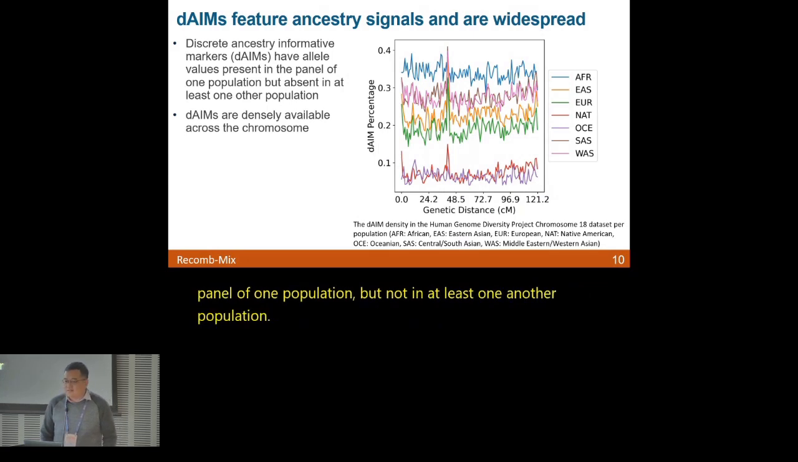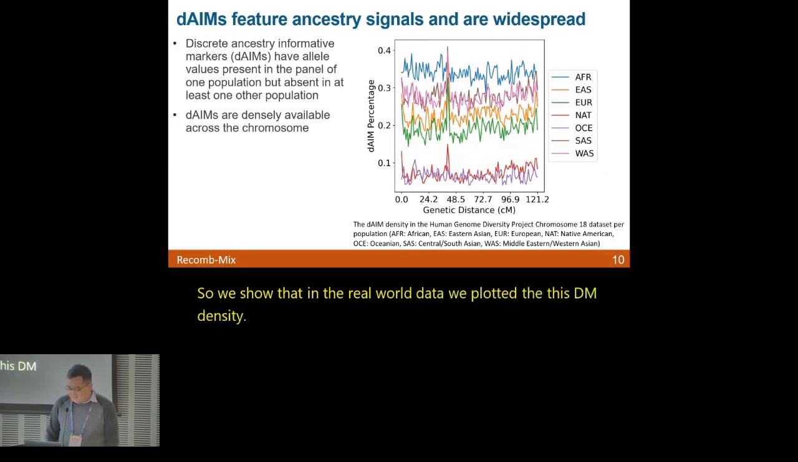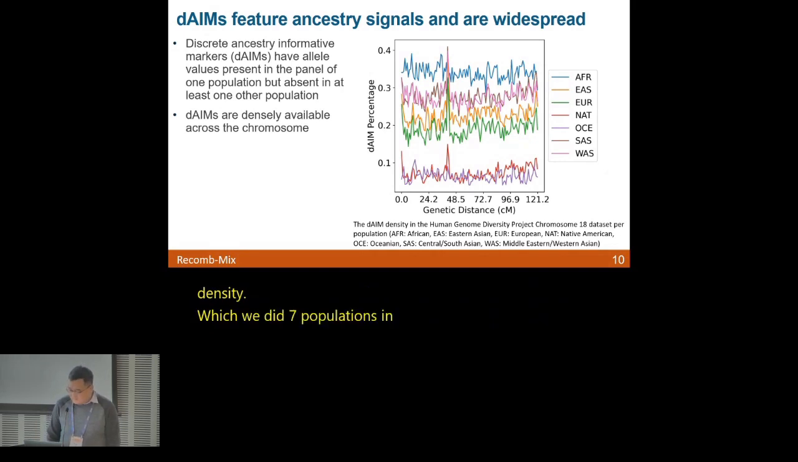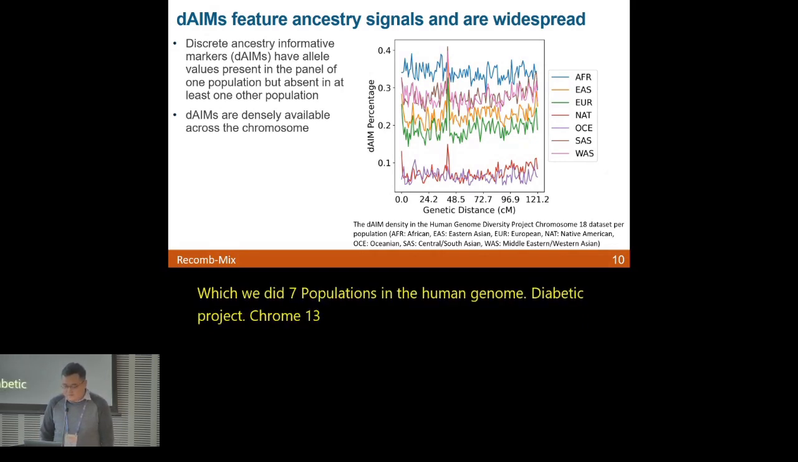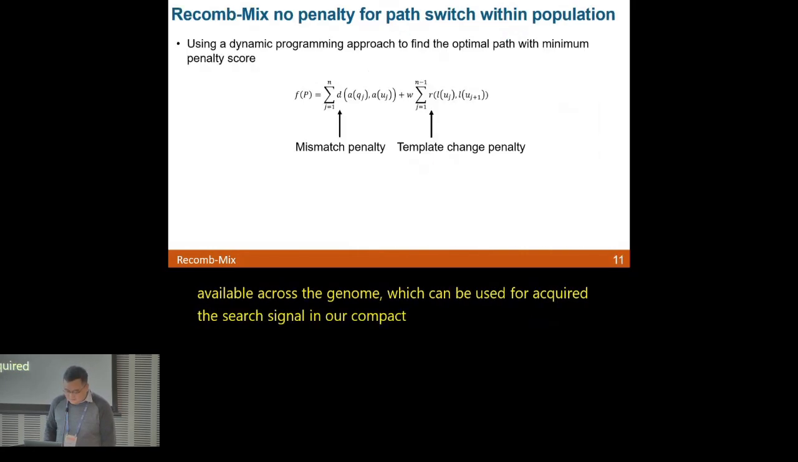We show that in real world data, we plotted this DAM density, for 7 populations in the Human Genome Diversity Project, chromosome 18, and we can see that the DAMs are densely available across the genome, which can be used to acquire the ancestral signal in our compact population graph.